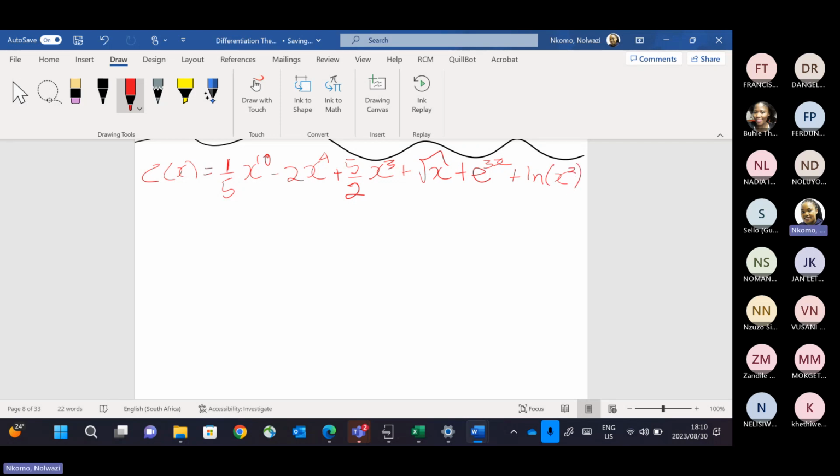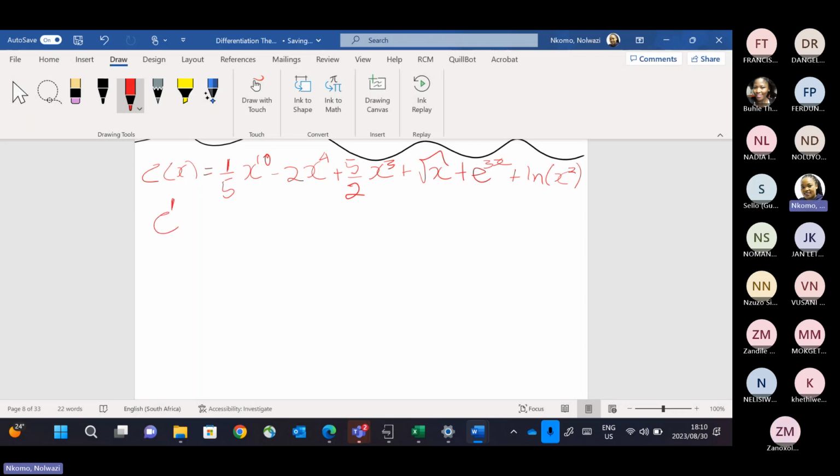Okay, we were asked to find the first derivative up to the fifth derivative. Given that C(x), did you guys try?